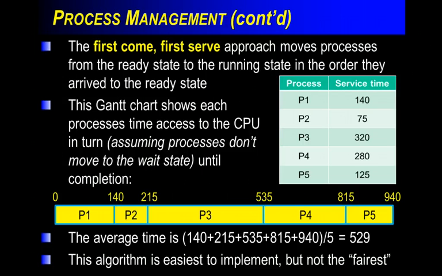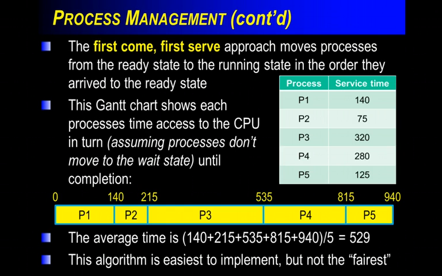And this chart shows process times according to the CPU in turn. So say I had 5 different apps running, or 5 different processes. This app would require 140 units of time versus 75, 320, 280, 125. Here's the chart down here that shows it. So from the time 0 when I started the first process, it took 140 units of time before I could then start the second process to move it from the ready state to the running state. And you know this too, some apps start slower than others, right?